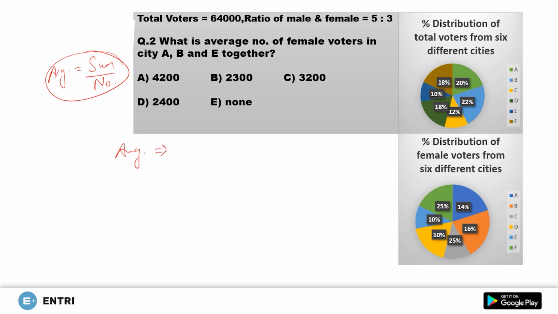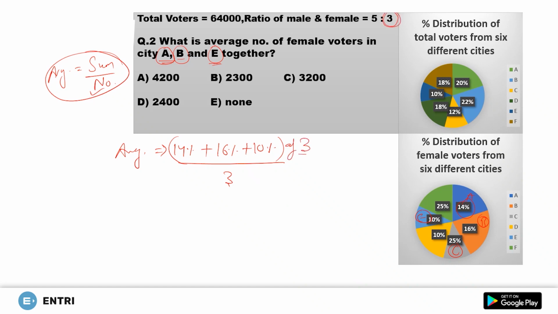So you will say average will be female of city A plus female of city B plus female of city E, divided by total. And what are the females of A? So we will say this one is A, this one is B and this one is E. So females are 14% plus females of B are 16% and females of E are 10%. So this sum is divided by total number. Total number is 3. Now there is one thing. These percents are of what?